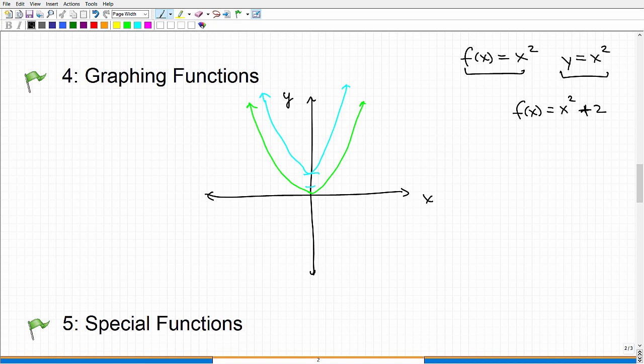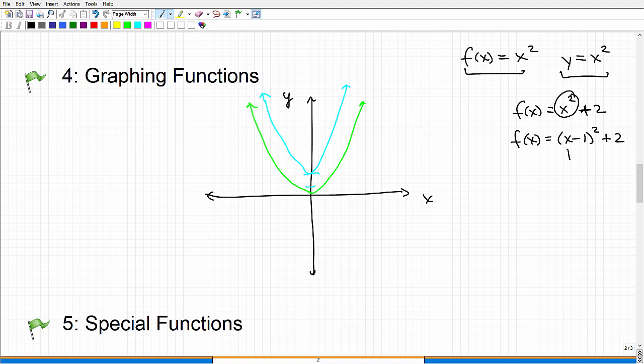Also, you need to know what happens if I add or subtract a number inside of this function part where the variable is. Here this is going to be a left and right shift. We need to know that as well. So x minus 1, we have to know, is this going to shift right or left? Well, in fact, this is going to shift right.